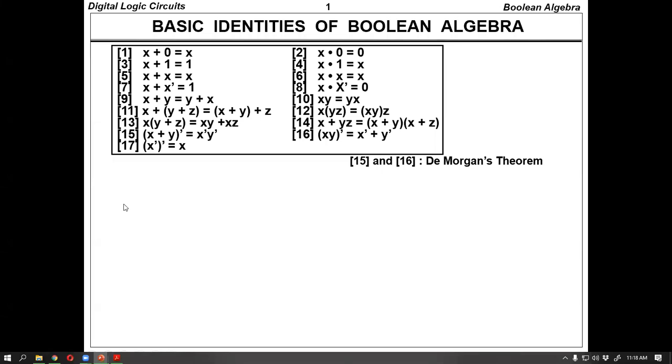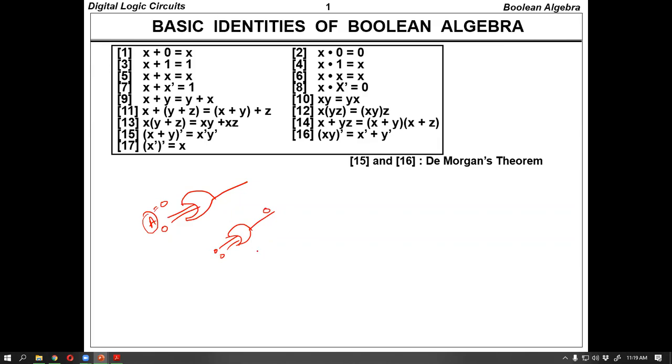Suppose this is your circuit, an OR gate. Suppose this input is A, and the other is zero. A is a variable and this line is a fixed constant, fixed zero value passing. A has two possibilities: A is equal to zero or A is equal to one. If A is equal to zero, we know that in an OR gate, any input high gives output high, but these both are zero, so the output is zero.